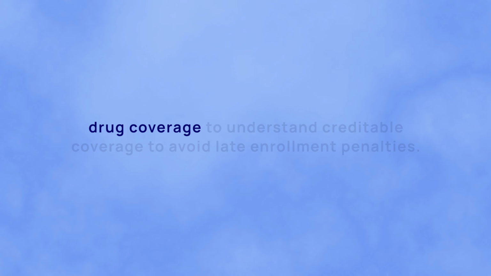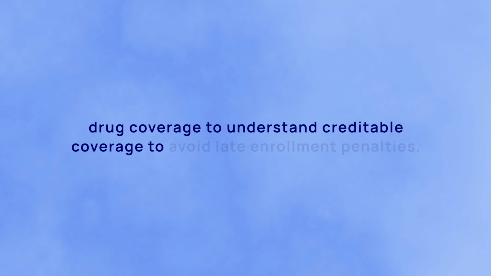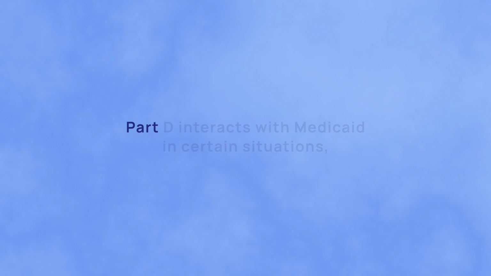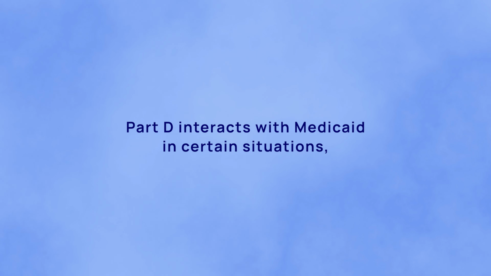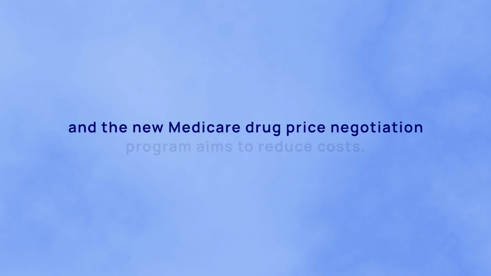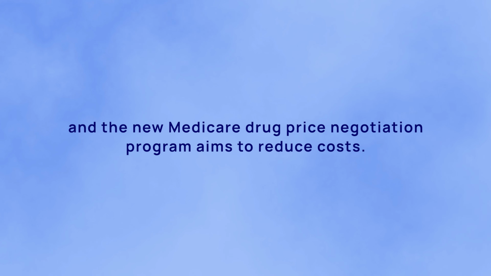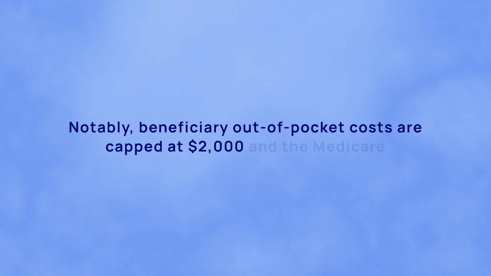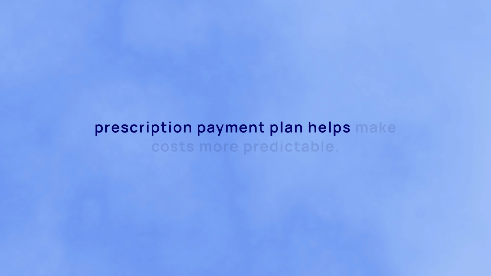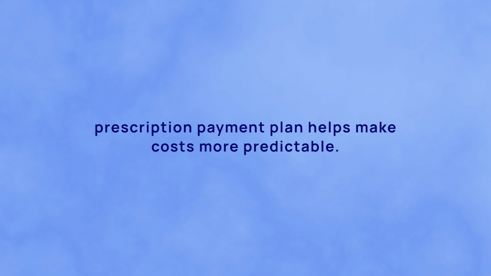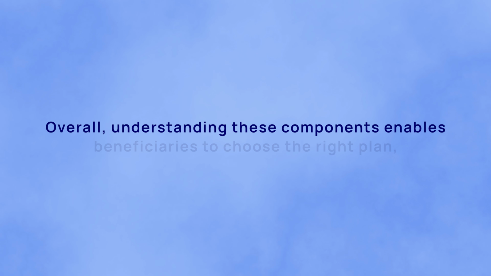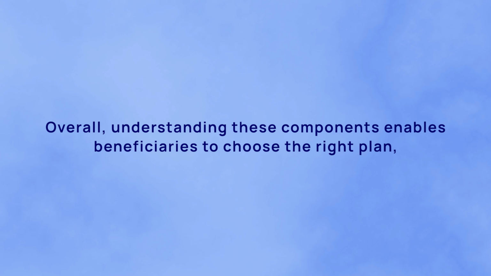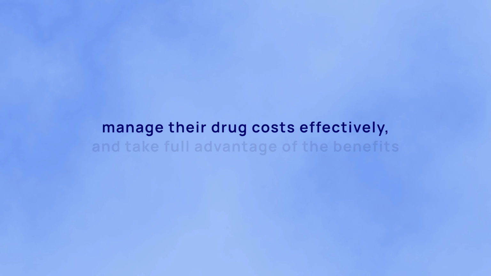It is also important for beneficiaries with employer or union drug coverage to understand creditable coverage to avoid late enrollment penalties. Part D interacts with Medicaid in certain situations, and the new Medicare Drug Price Negotiation Program aims to reduce costs. Notably, beneficiary out-of-pocket costs are capped at $2,000, and the Medicare Prescription Payment Plan helps make costs more predictable. Overall, understanding these components enables beneficiaries to choose the right plan, manage their drug costs effectively, and take full advantage of the benefits offered under Medicare Part D.